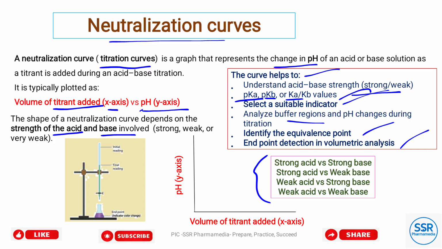There are four types of neutralization curve explained here: strong acid versus strong base, strong acid versus weak base, weak acid versus strong base, and weak acid versus weak base. Always in a neutralization curve, the x-axis is the titrant added and the y-axis is the pH.